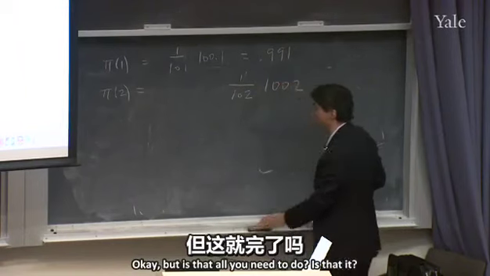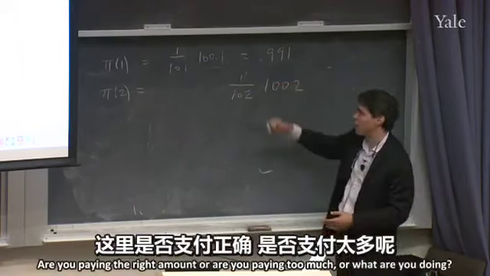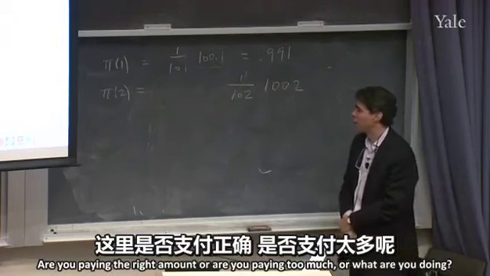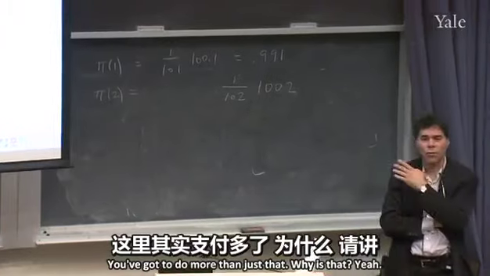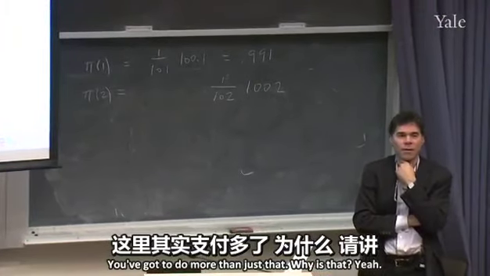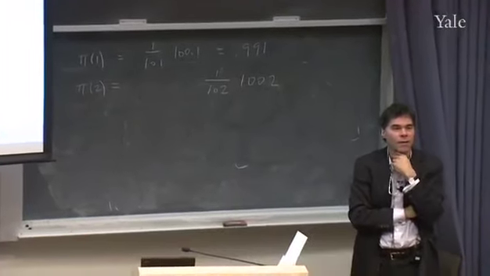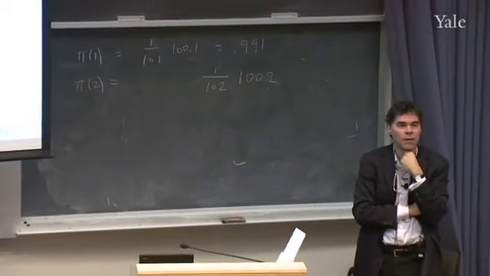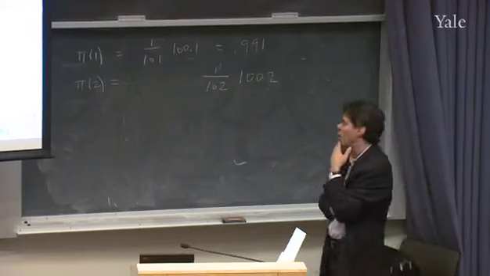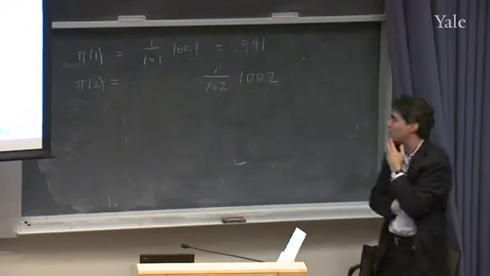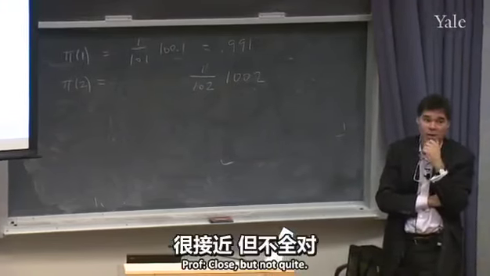Okay, but is that all you need to do? I mean, is that it? Are you paying the right amount? Are you paying too much? You've got to do more than just that. Why is that? We subtract 2 times the current price of the 1-year bond, pi 1 basically. Close, but not quite.